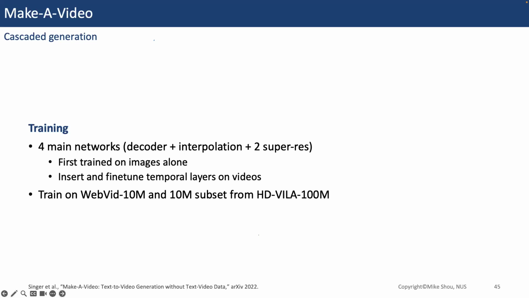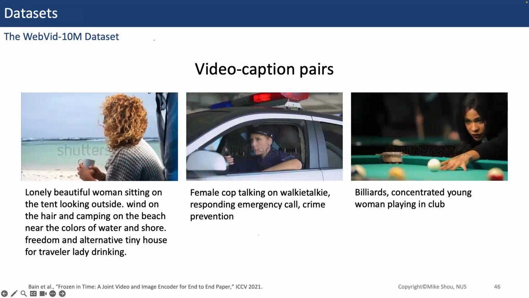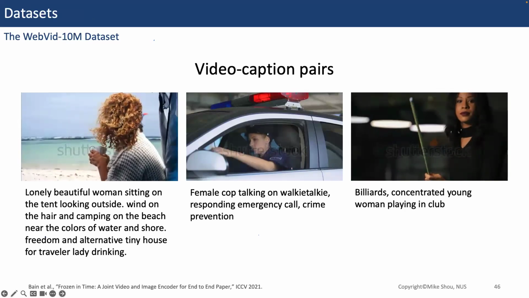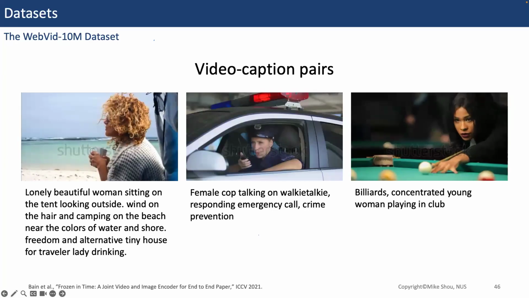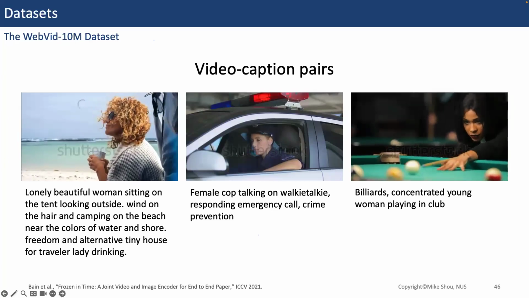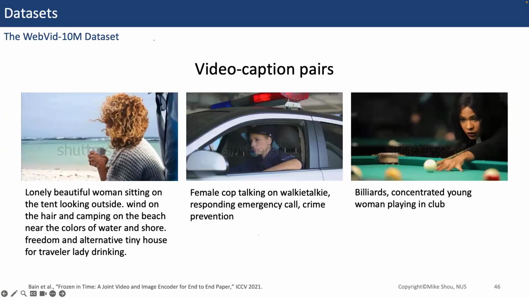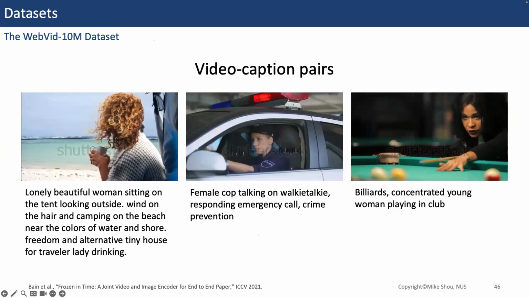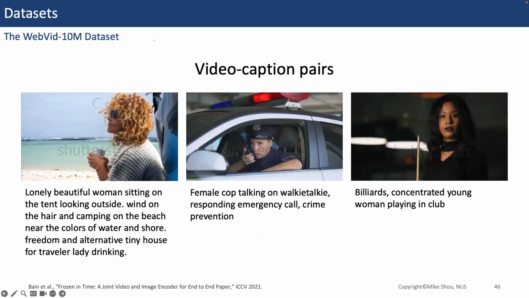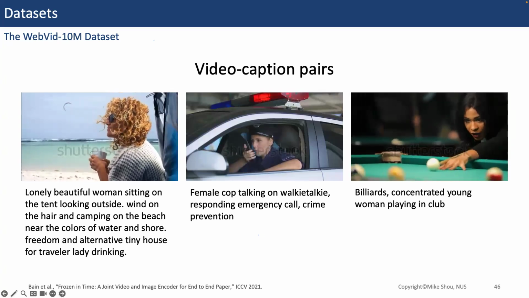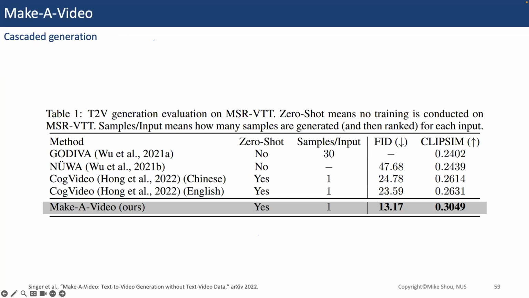So the Make-A-Video model is trained on 10 million videos from the WebVid dataset and also 10 million subsets from the HD-VILA-100M dataset. The WebVid dataset, as introduced by the Frozen in Time paper, consists of video-caption pairs. These videos are typically high quality and come with an accompanying text description. The combination of the video and text data is essential for training the model to generate videos based on the text prompt.